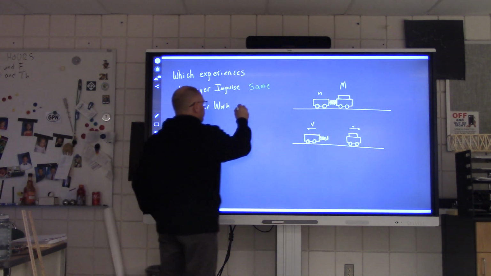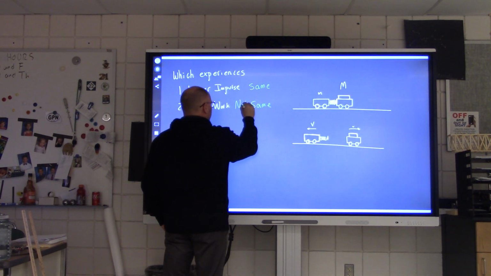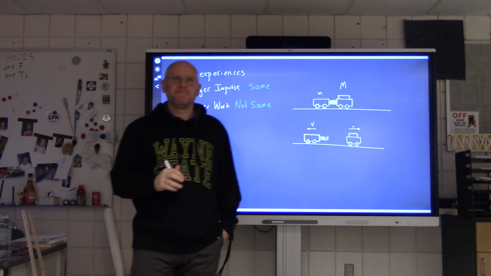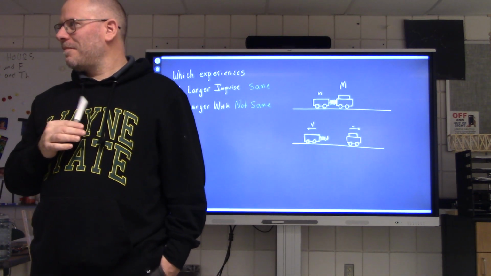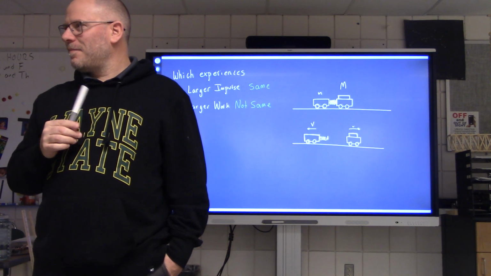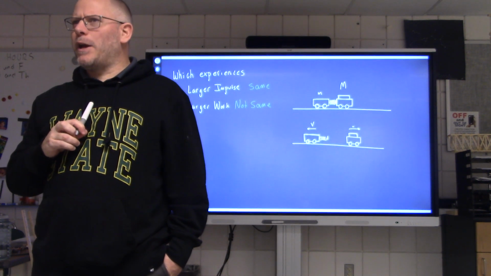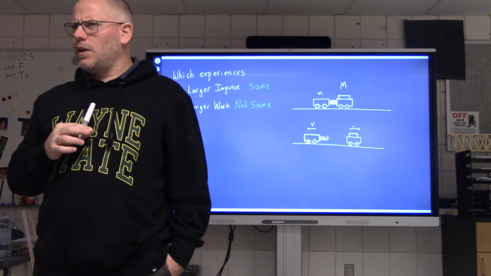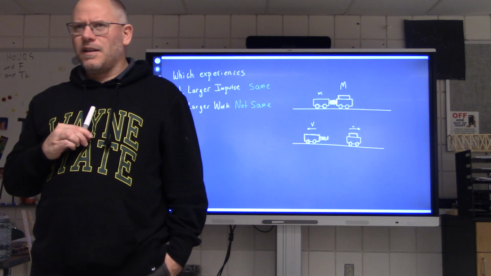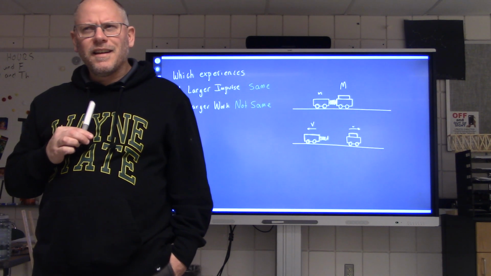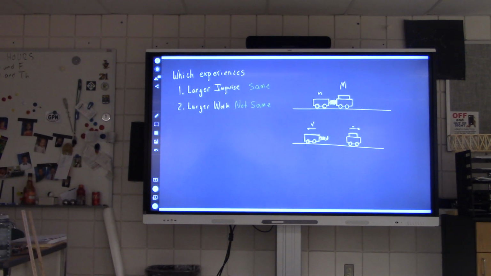This one? Smaller. Not the same. The smaller mass one. That's more work. More work done on the small mass one? No, the bigger mass one. More work done on the bigger mass one. But it's force times time. The smaller one goes further. Is it also delta mass?